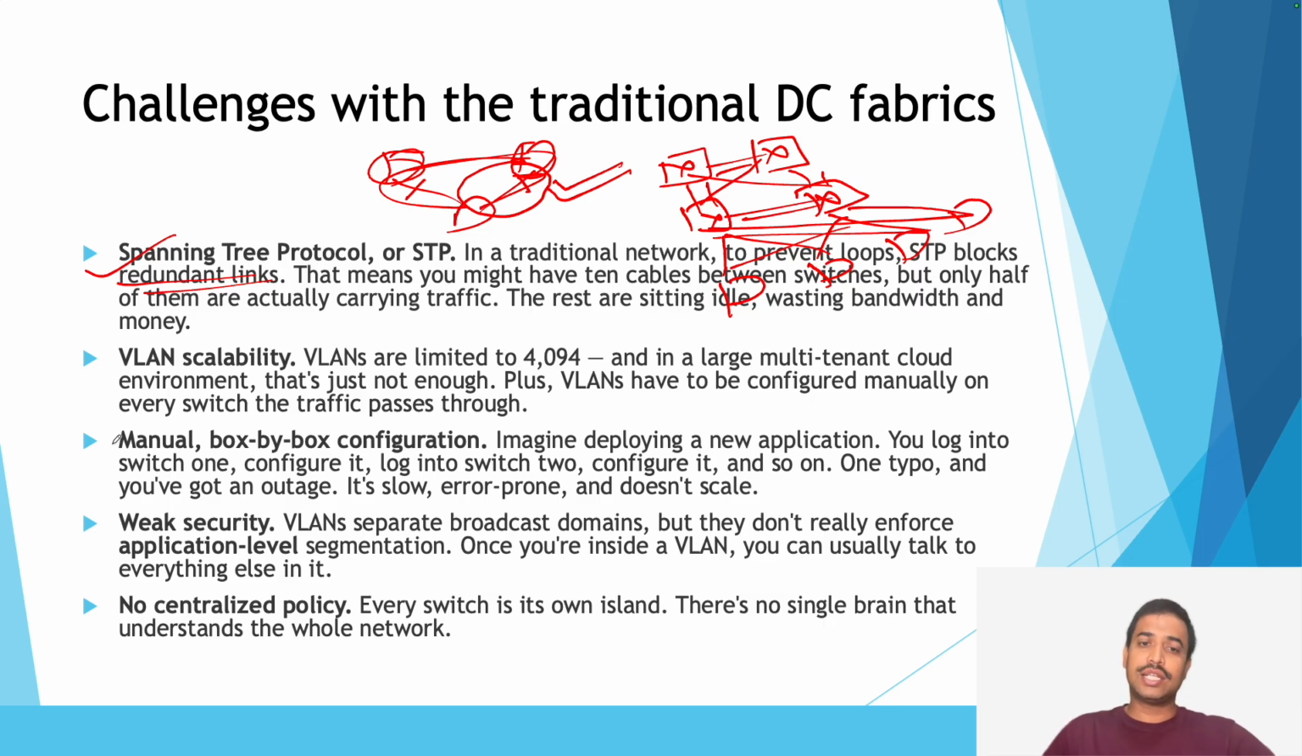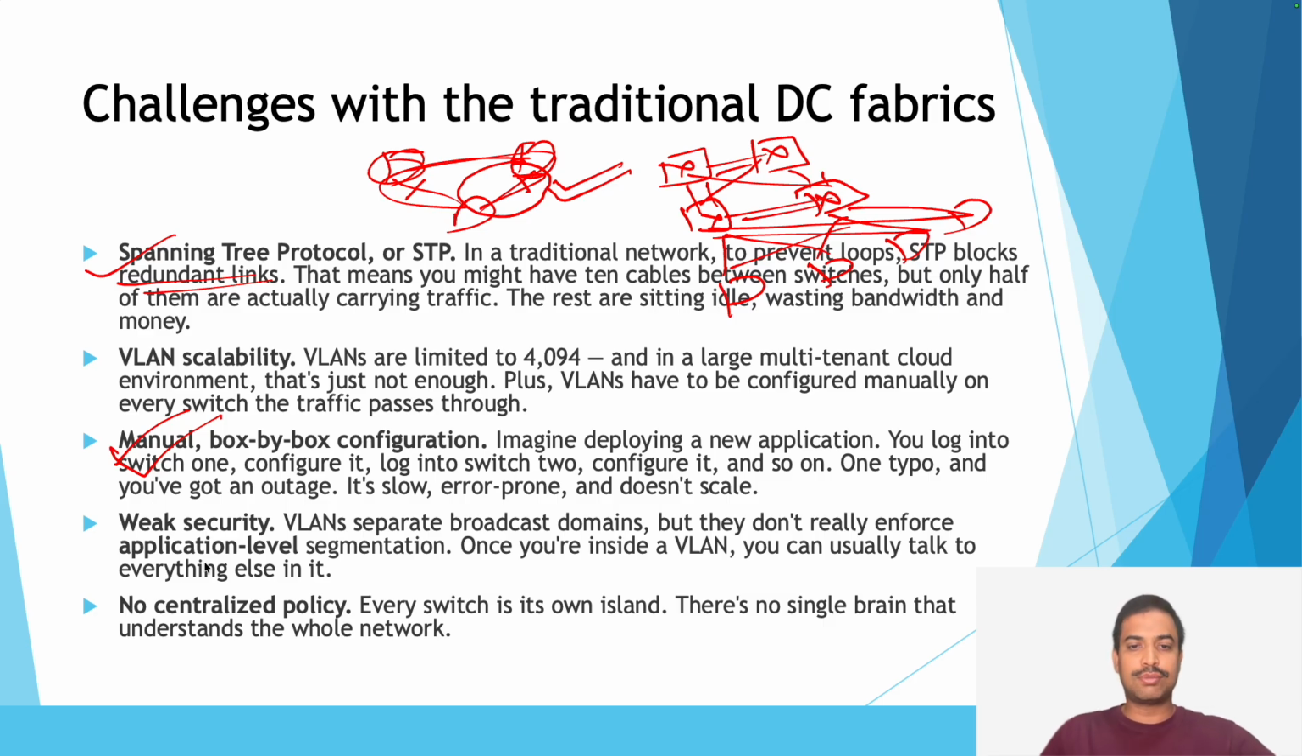The third and very important problem of the traditional network is manual box-to-box configuration. Imagine you have to deploy an application and do the configuration for it on over 30, 40, 50 switches. Manually going to each and every switch and typing the commands is an error-prone method, and it is also not scalable and not efficient. ACI solves this problem as well. We'll see how ACI is solving all these problems.